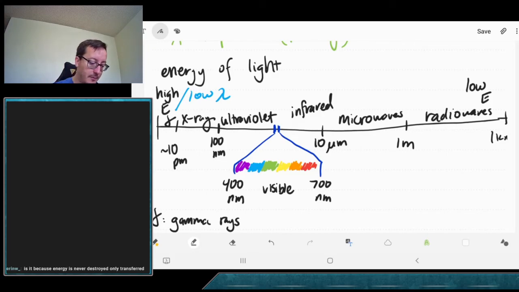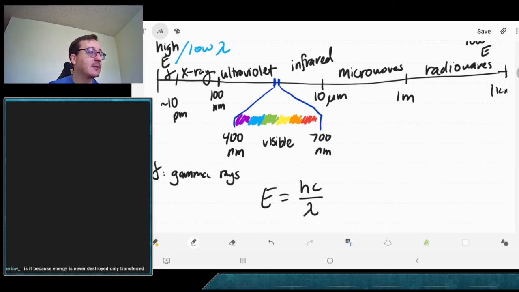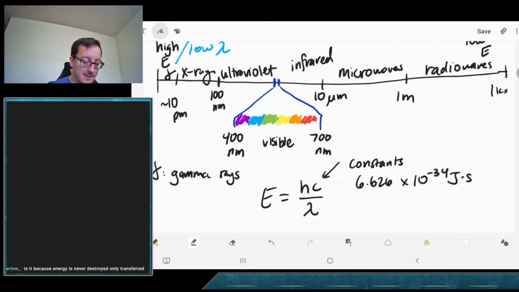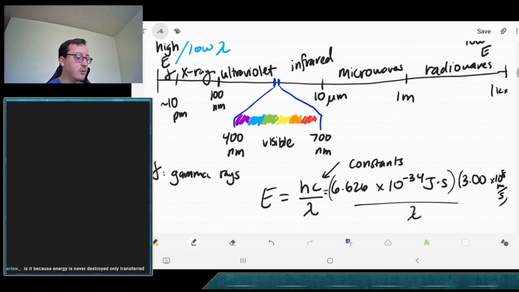They're inversely proportional. In fact, we can put them in terms of a formula if we like. You don't need to use this formula in this class. You'll use it in C101 if you take that. But these two are constants. They're just numbers. Planck's constant, h, is 6.626 times 10 to the negative 34 joules times seconds. And c, we saw, is 3 times 10 to the 8th meters per second. Over your wavelength will give you your energy.